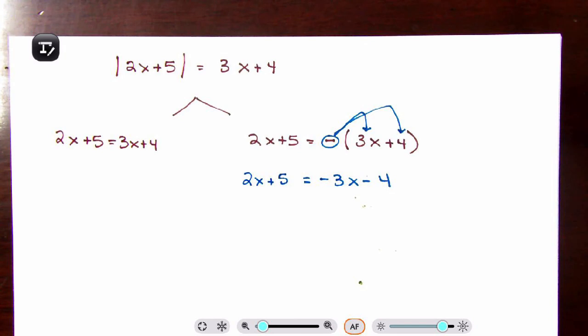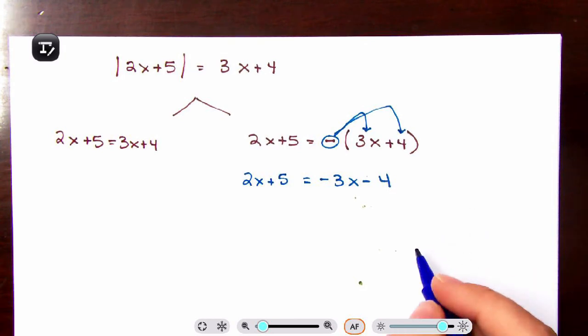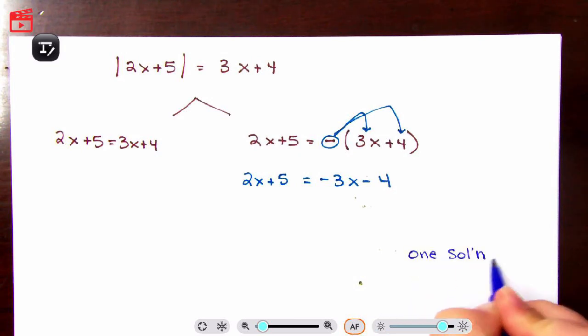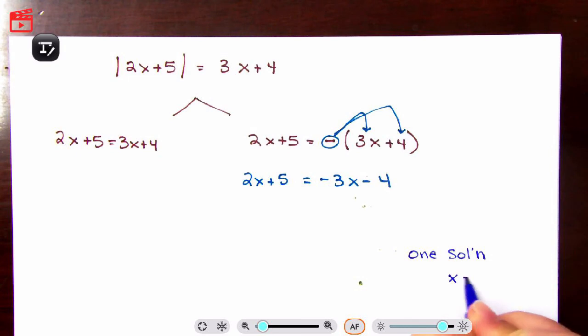To save time, I will not be solving this equation. However, I will give you that we have one solution, and that is x is equal to 7. Double check and make sure you're able to get that answer.